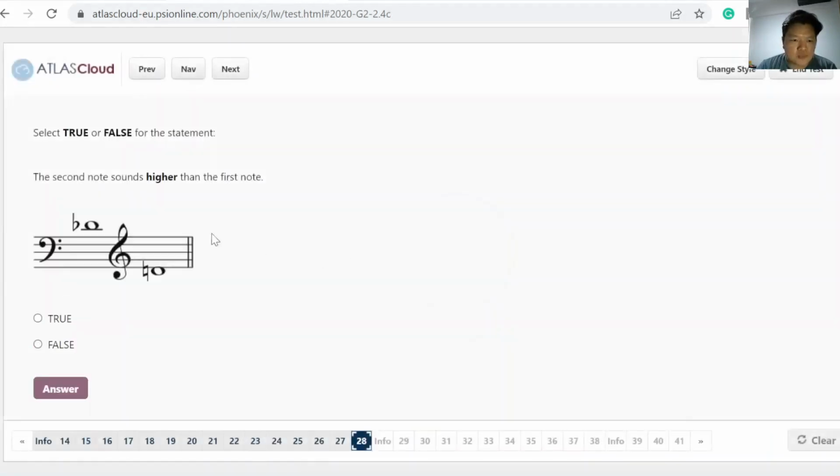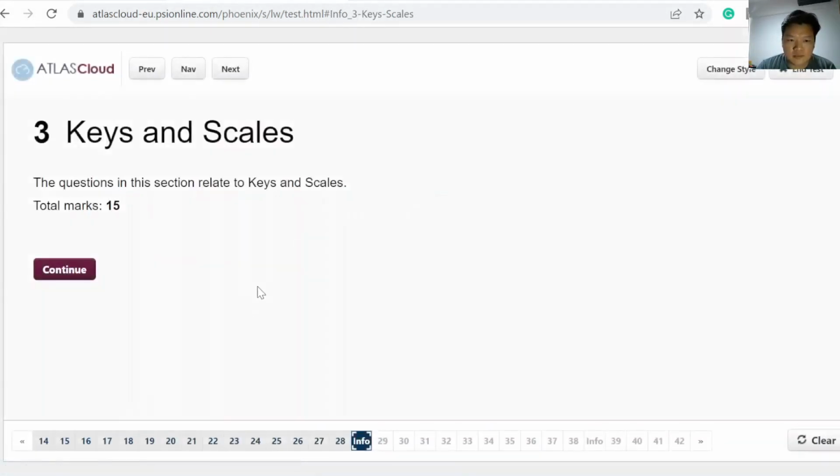Okay, next one. Does the second note sound higher than the first note? Yes, it is, because natural is center, flat is lowest. Correct, so it's true. Okay, next one. Now we've got keys and scales.